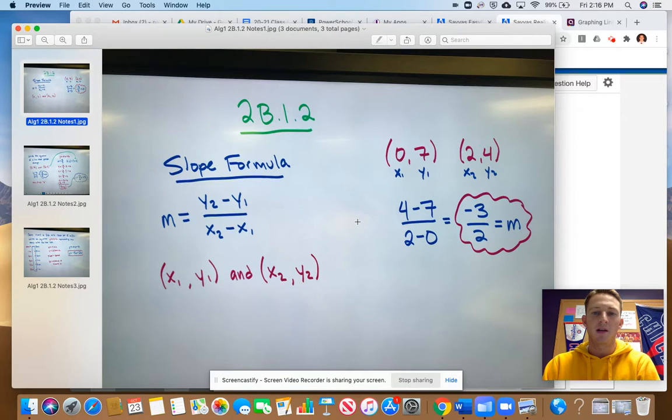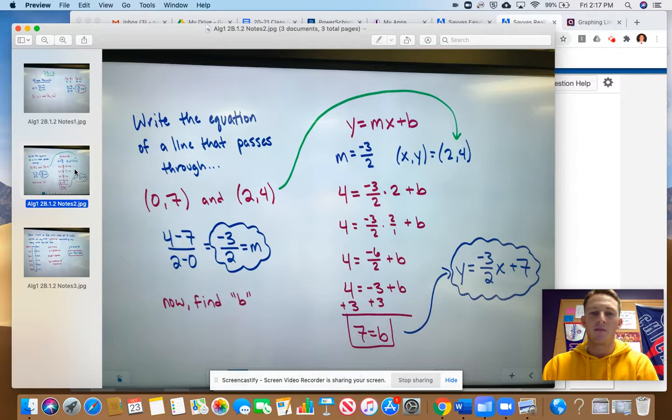So to see this in action, we get 2 points. Here's our x value, here's our y value, x1, y1, first point. Here's our x value, here's our y value, here's our second point, so x2, y2. Then let's just plug in what we know. So y2 is going to be 4 minus y1 is 7. So 4 minus 7 over x2 minus x1, so 2 minus 0 right here. 4 minus 7 is -3. 2 minus 0 is 2. We can't simplify this any further, so our slope is down 3 over 2.